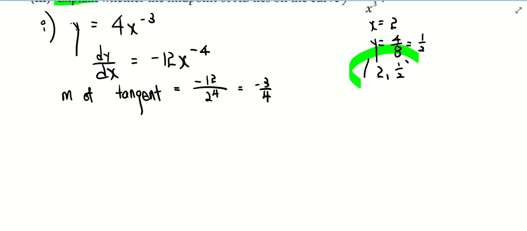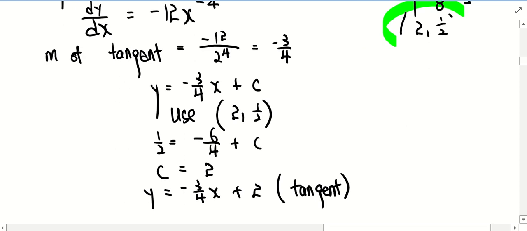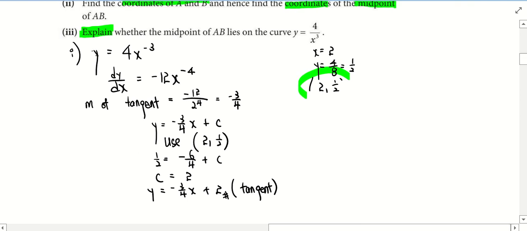So now I need to put it into the form y = mx + c. So remember to make use of your y = mx + c, substitute a point inside. Once we found the equation of the tangent, remember to indicate that it's meant for the tangent. And that's for part 1.